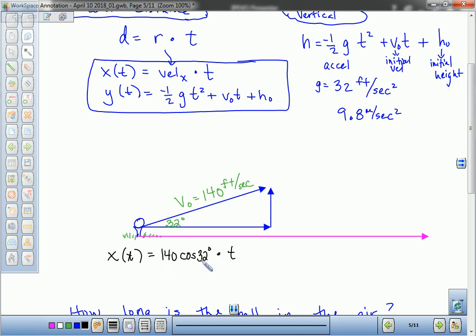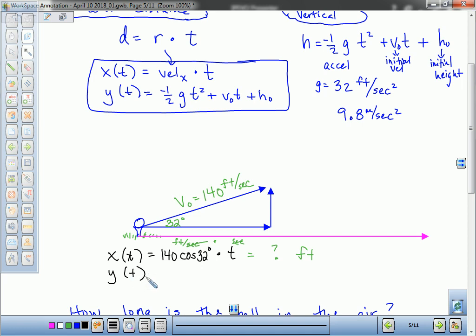Okay, so let's do a quick check on our units here. This is our velocity, so it's in feet per second. This is time, so it's seconds. If I multiply feet per second times seconds, I'm going to end up with feet, which is my distance. I'm happy. That's the right unit. All is well.